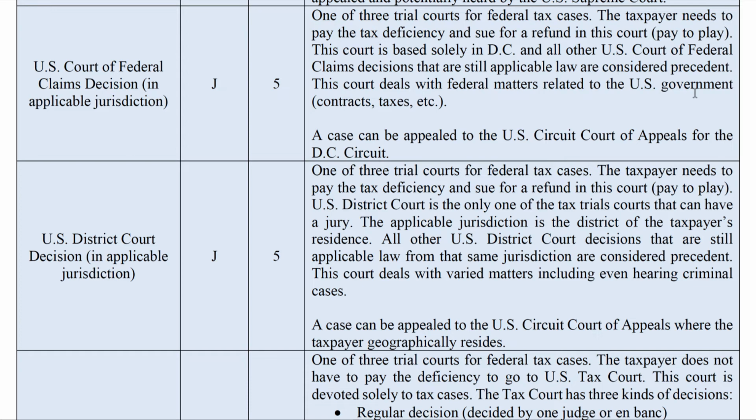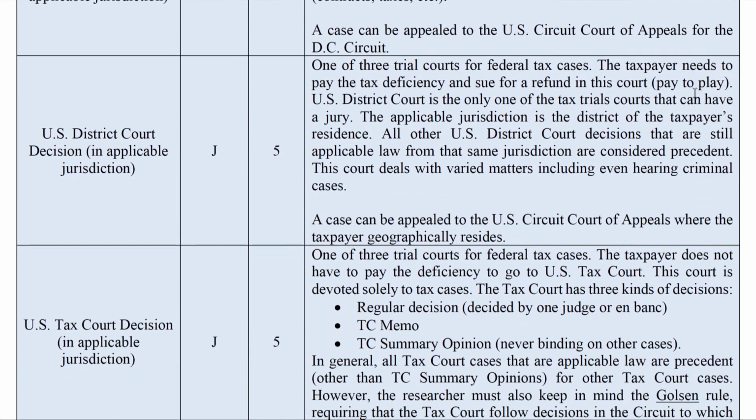Now, this is one of the 3 trial courts you can pick, and of the 3 trial courts, 2 of them require you to pay your deficiency. The IRS says you have a deficiency, you owe this amount of money. You pay it, and then you have to sue for a refund. This is one of the refund courts, okay? So if you appeal the U.S. Court of Federal Claims, it goes up to the D.C. Circuit Court of Appeals.